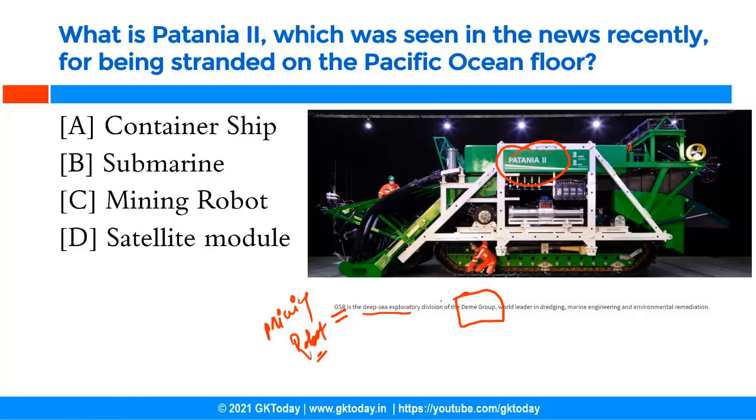So what is the objective of this mining robot? Objective was to collect the nodules which are rich in cobalt and other metals which are found on the seabed. In simplest terms, on the seabed of ocean, different materials and minerals are found. Now with the help of this particular robot, we are trying to explore them, or extract them. We means this particular company GSR. So this was being tested on Pacific Ocean floor, and now it is stranded. That's why it was in news.